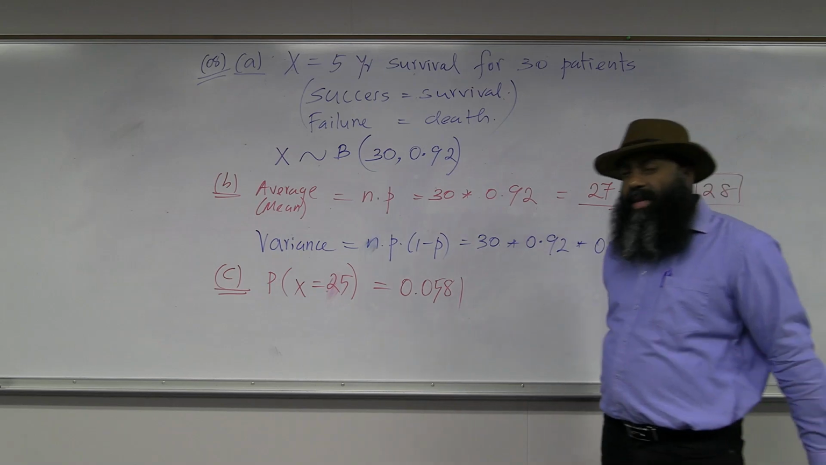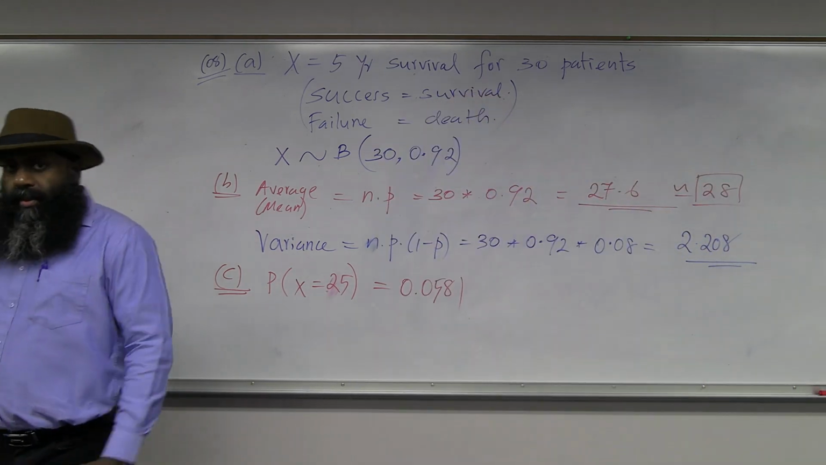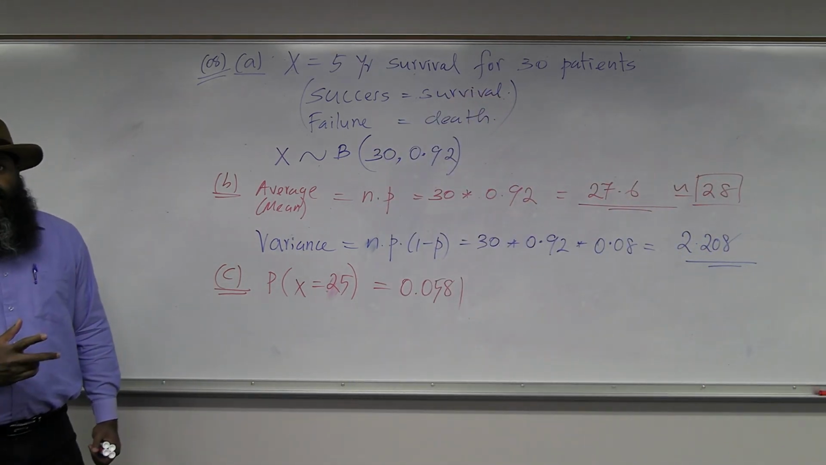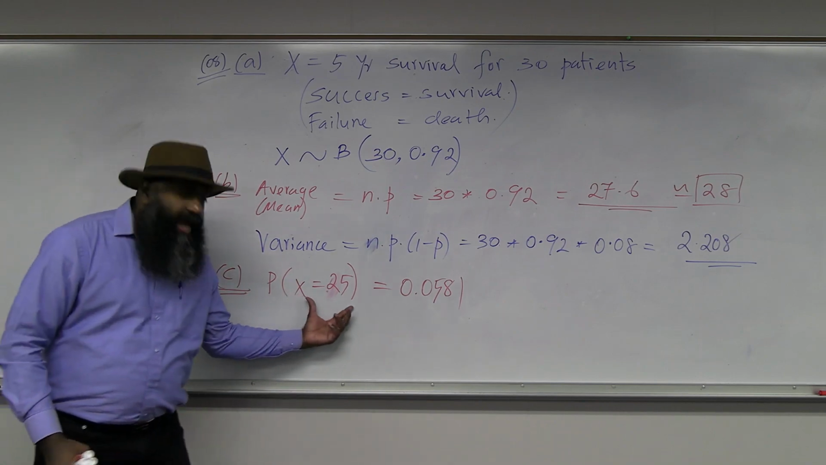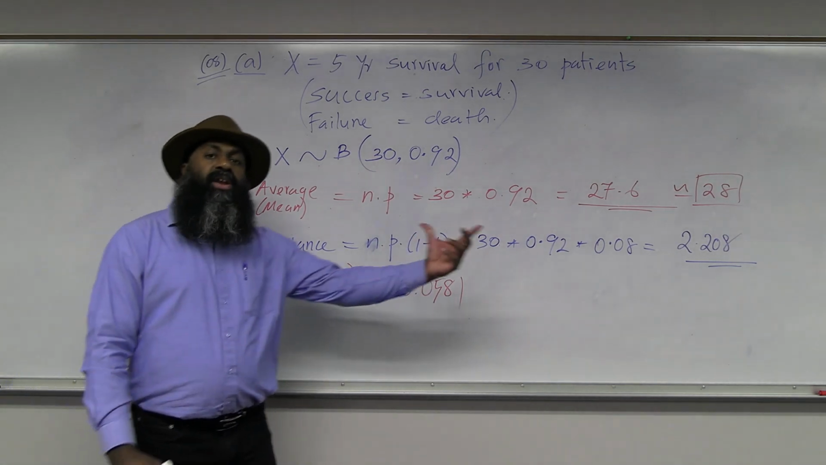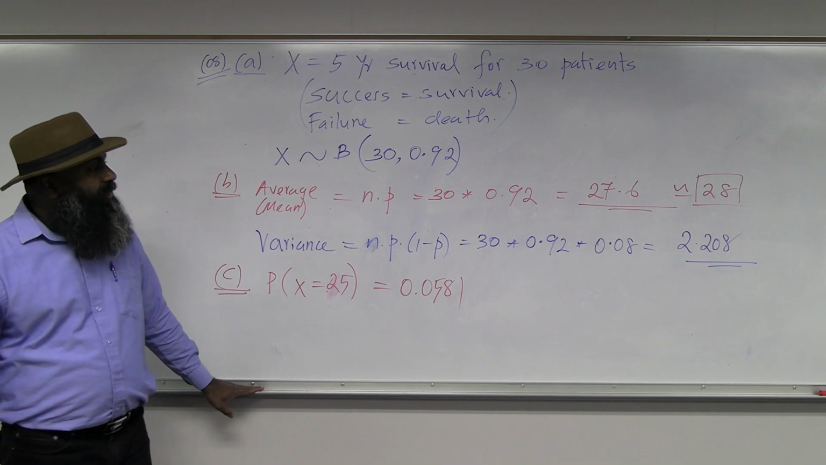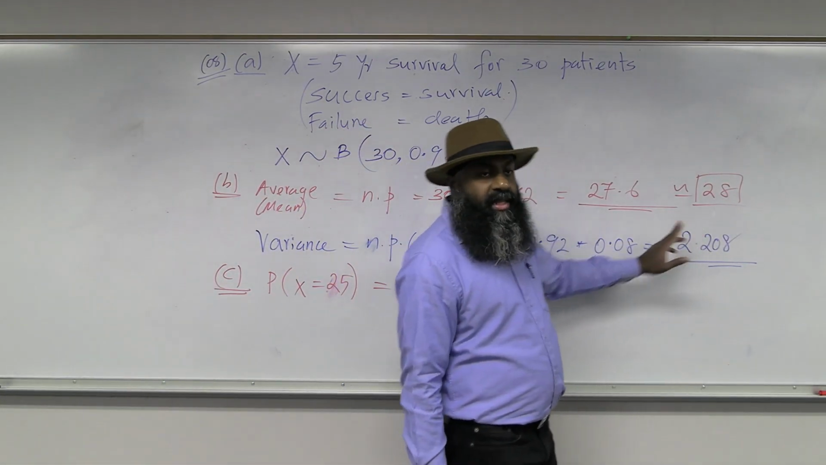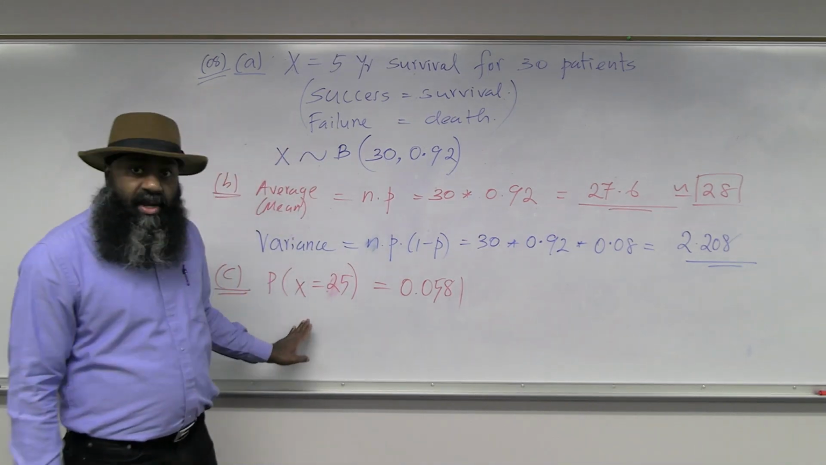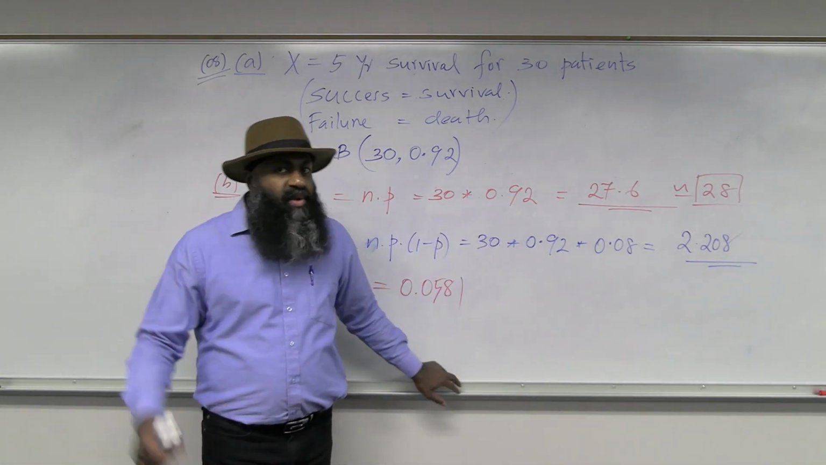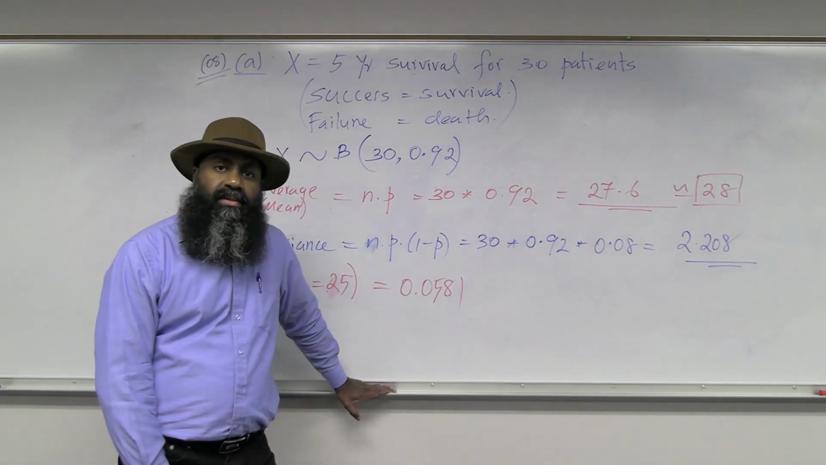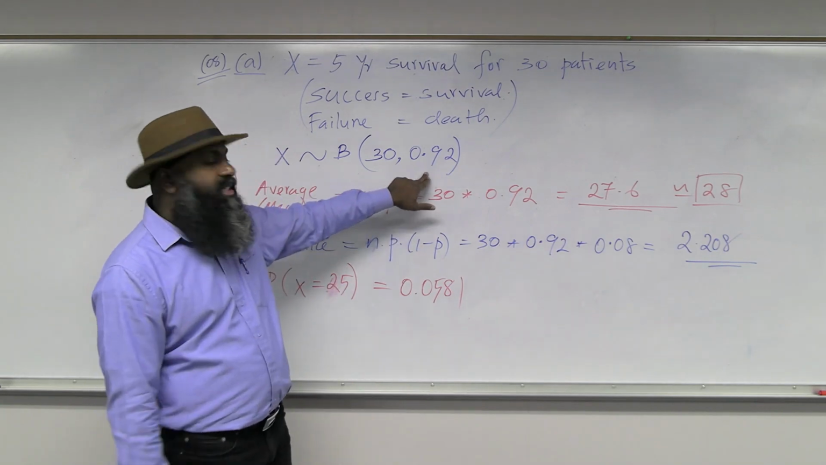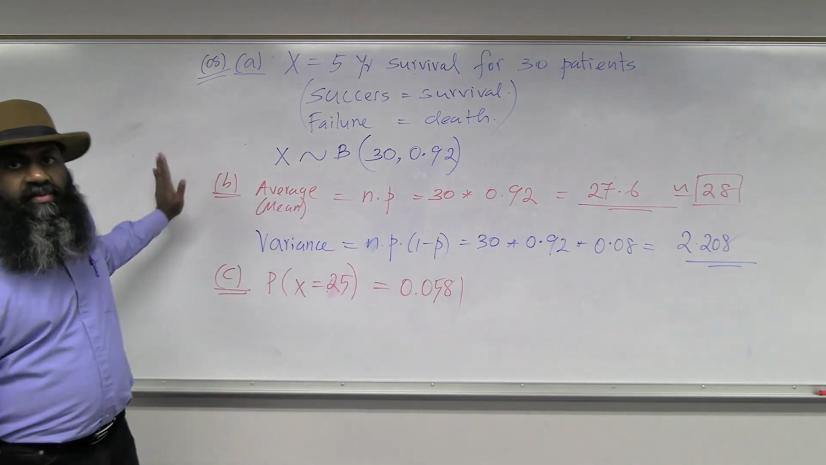That makes sense, because this 92% is the probability of survival per person, rather than for exactly 25 people. Much more than 25 people will survive. Of course, the average is 28. If you look at the probability of survival greater than or equal to 25, we will possibly get a large number because of this large probability. So these probabilities always make sense.